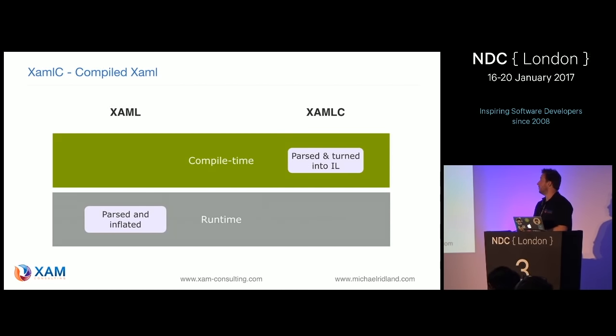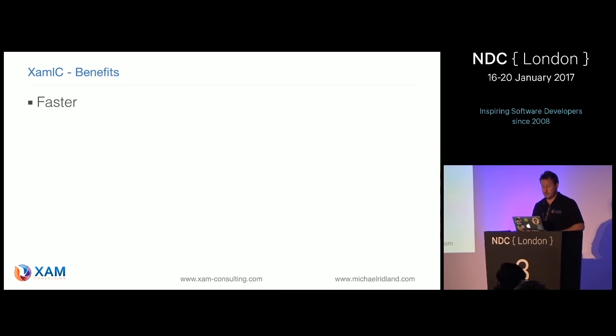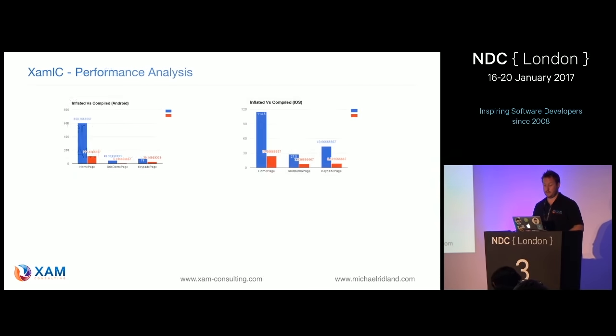XAML C. Previously, in the early versions, XAML was parsed and inflated at runtime. But now you can have XAML C enabled, which means it's parsed and turned into IL at compile time. So it's faster, there's a smaller app size, since they don't include all the XAML files in the project, and you see XAML errors at build time.